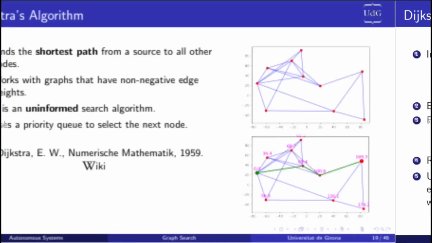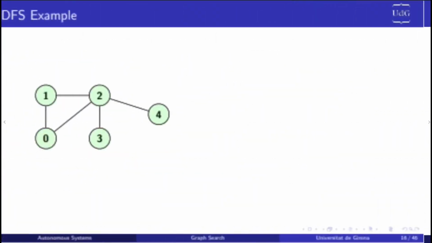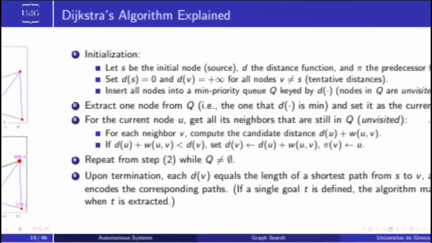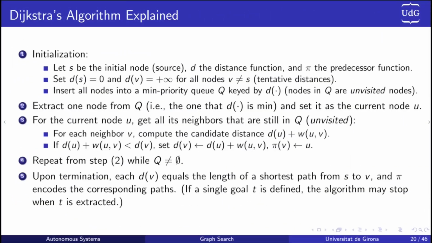Remember, here it's pretty similar to what we were doing before. We also remove one, and we assume that this is the current node U, and then from this node we visit all the neighbors. This is more or less what we are going to do here. For the current node U, we get all its neighbors that are still in Q. That they are still in Q is the same way to say that they are unvisited as before, okay?